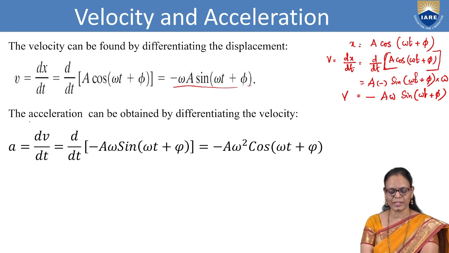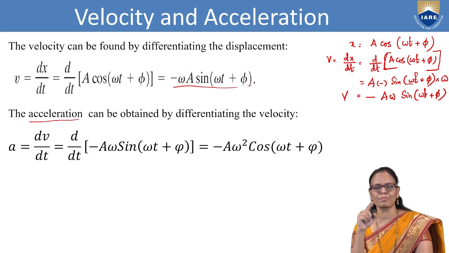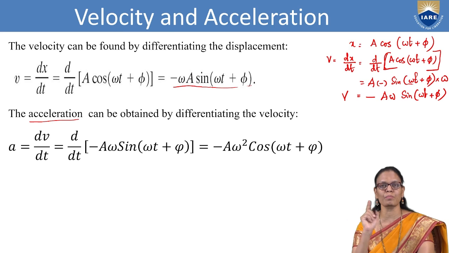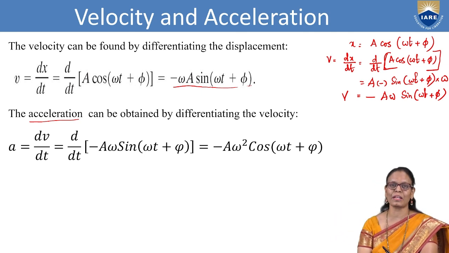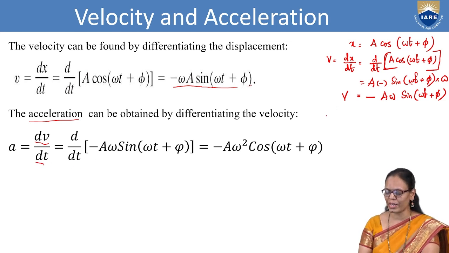Then how do we get the acceleration? If you have an object which is making simple harmonic motion, you can get the displacement from the equation. The solution gives us the displacement, and once you get the displacement, you can find the velocity as well as the acceleration also. So the acceleration is given by dv by dt. So we write a is equal to dv by dt, d by dt of v.